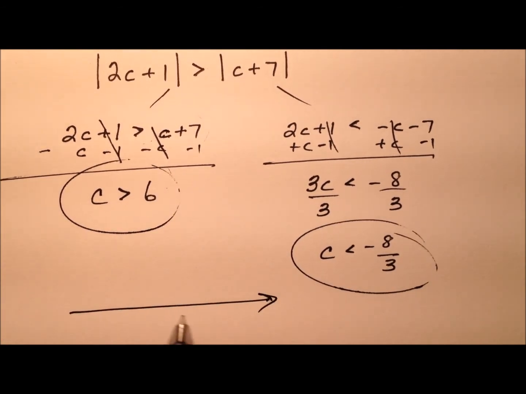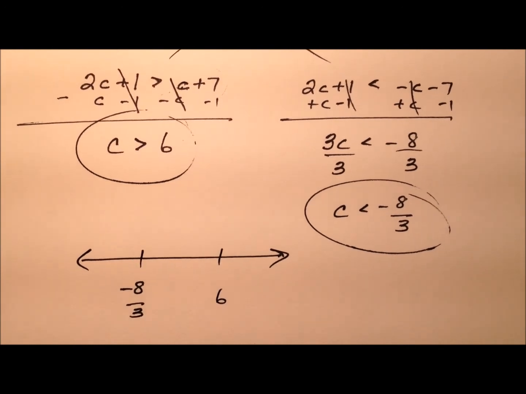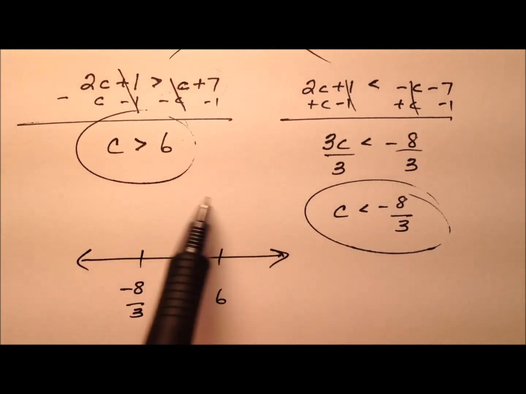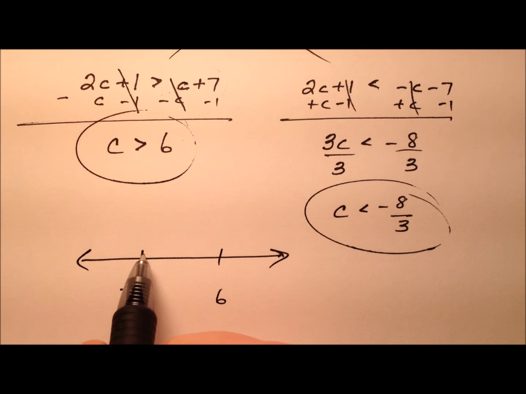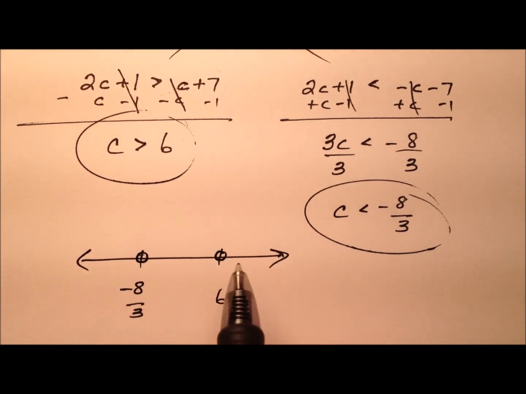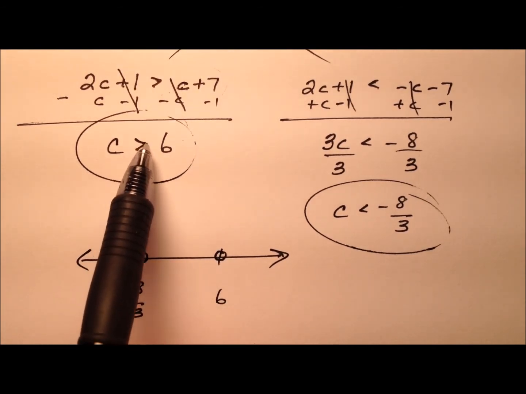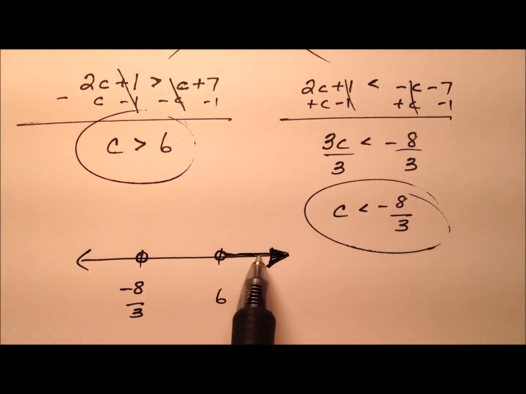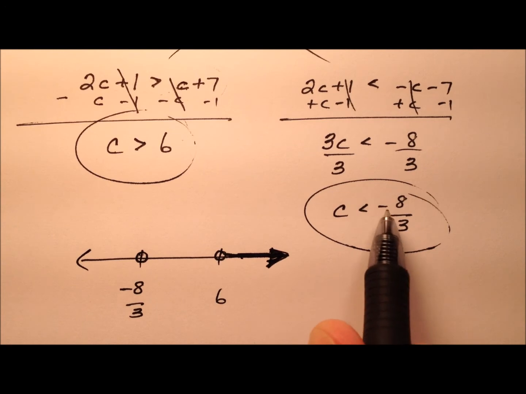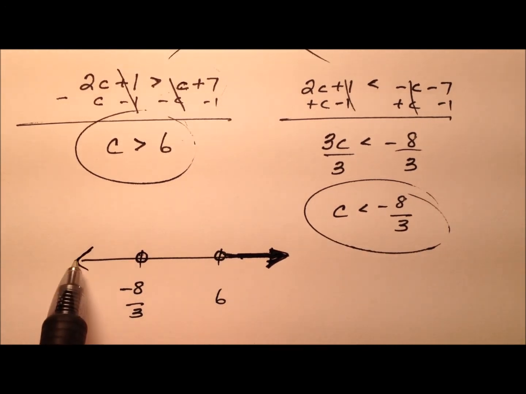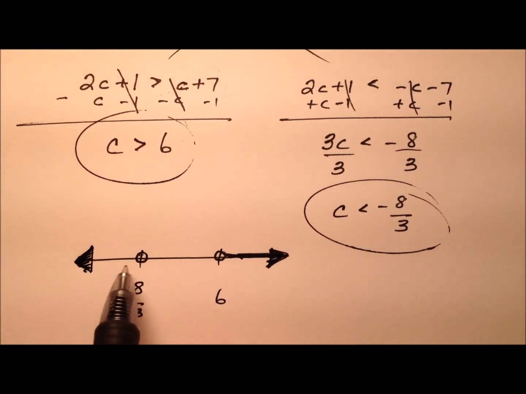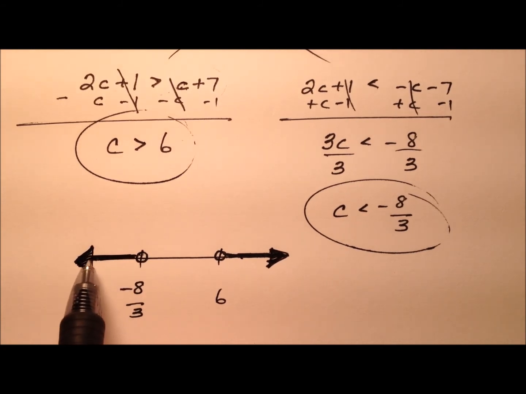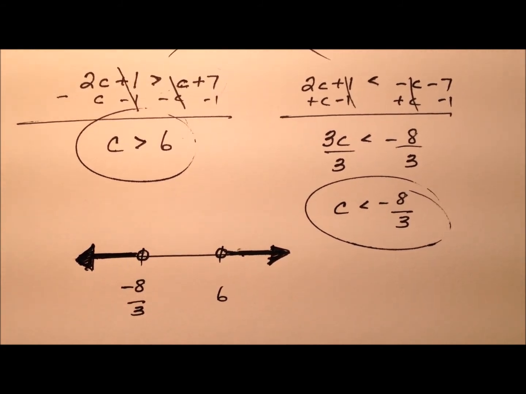When I go to graph this, I'll put my -8/3 down here, my positive 6 up here, and both circles will be open circles since it's not equal to. So I'll have an open circle here and an open circle here. And c is greater than 6, so from here we're working our way to the right since it's greater than this. And then from our -8/3, since c is less than that, we're going to work our way over here to the left. So we have it going both ways.